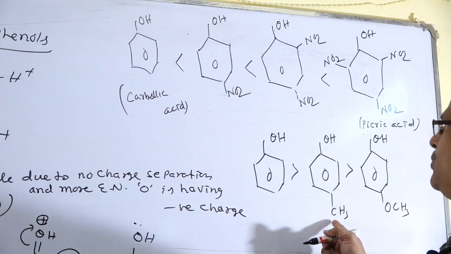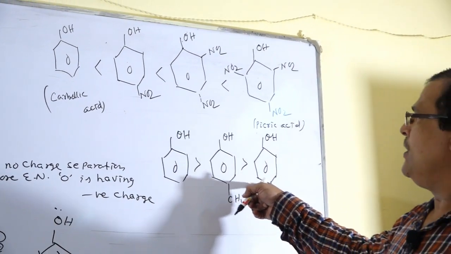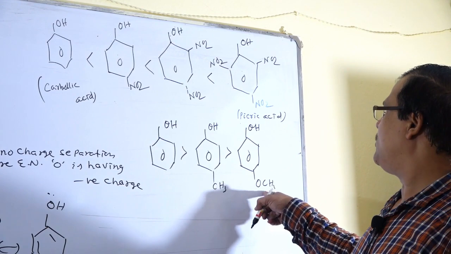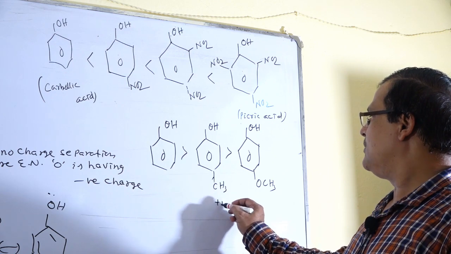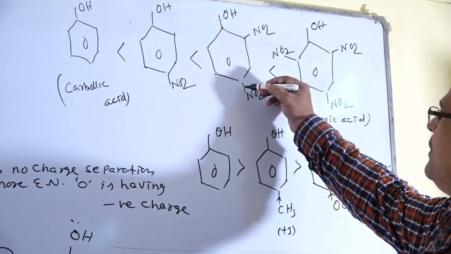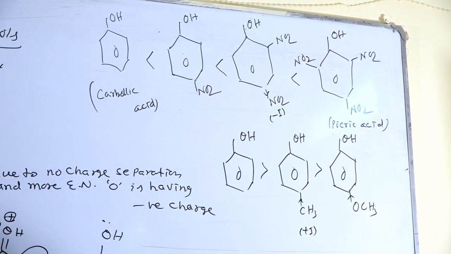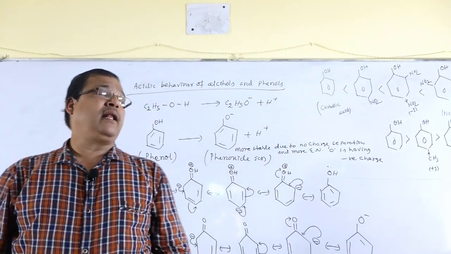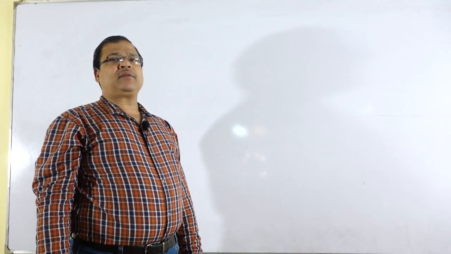The presence of plus I group will decrease the acidic behavior. So phenol is more acidic than p-cresol and p-methoxyphenol. So this is the trend. These are the plus I groups that will decrease the acidic behavior, and these are the minus I groups that will increase the acidic behavior. So this is the comparison of the acidic behavior of alcohols with that of phenols. Next we will go for the preparation of phenol.